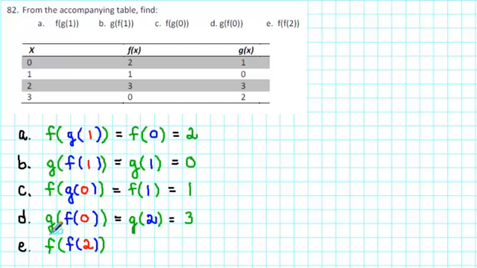Finally, for part E, we're asked to find f of f of 2. So first of all, let's evaluate f of 2. The result is 3, so next we need to evaluate f of 3. f of 3 is equal to 0, so f of f of 2 is equal to 0.